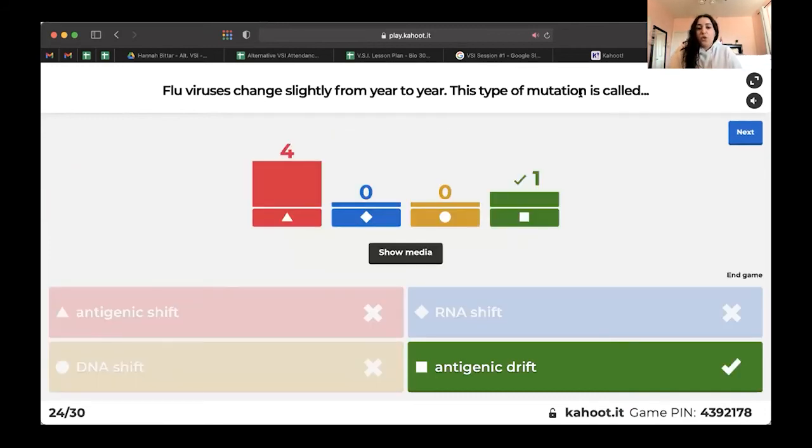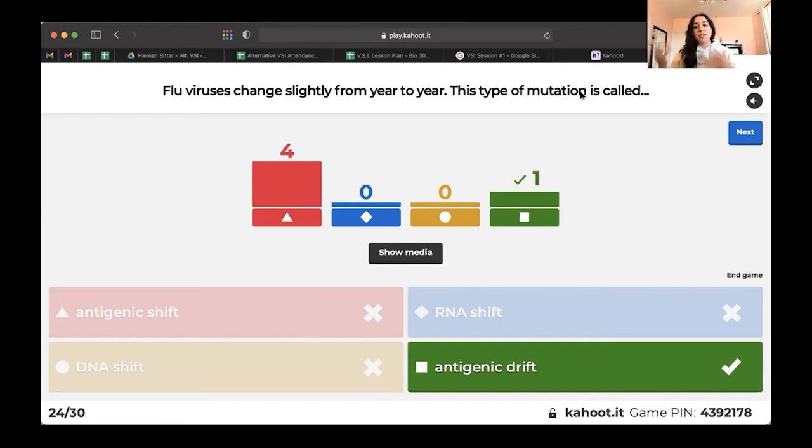Okay, so antigenic shift and antigenic drift sound very similar, but they are different. So let's talk about what antigenic shift is. A lot of you picked this. Antigenic shift is basically referring to, I'll give the example of the swine flu, the pig flu. The swine flu was able to infect us because a virus from a pig mixed with a virus from a human, and then those two mixed and created a new virus. That's what antigenic shift is.